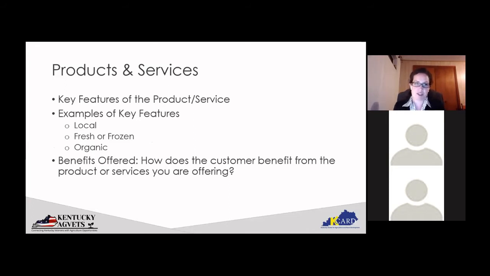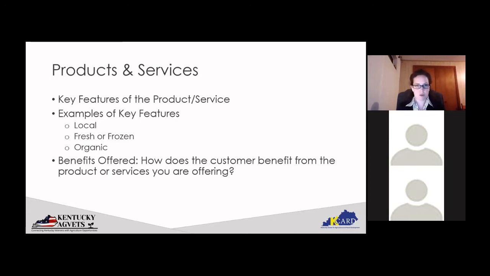Next piece on your business plan is your products and services. Here you want to break down what your products and services are going to be and then key features of those. As we've been talking through the marketing piece here, we recognize that each customer group has a different set of motivations to buy the product. So you want to make sure that you're identifying those features and using them as you're selling.